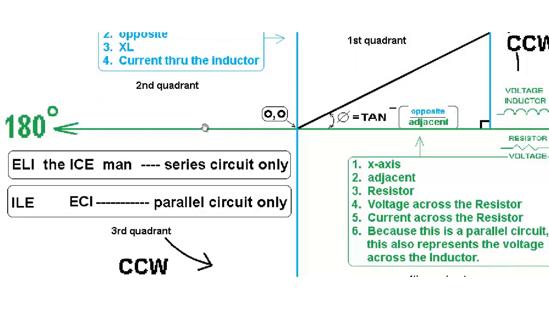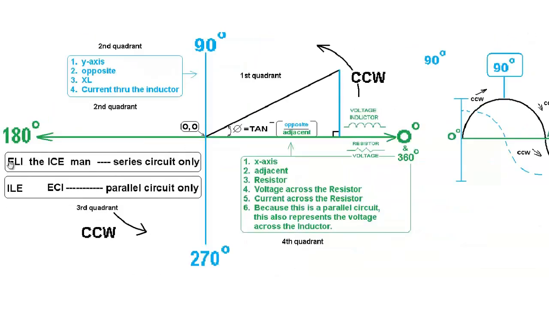Now, if you jump over to here, this mnemonic is a very important mnemonic that one should commit to memory, and it's called ELI the ICEman. What it means is that for a series circuit only, the voltage leads the current in an inductor. That's what the word ELI means. The ICE, or Iceman, says that the current leads the voltage in a capacitor. So somebody came up with this mnemonic, ELI the ICEman, to remember the relationship between a voltage and a current in an inductor circuit and a current versus a voltage in a capacitive circuit.